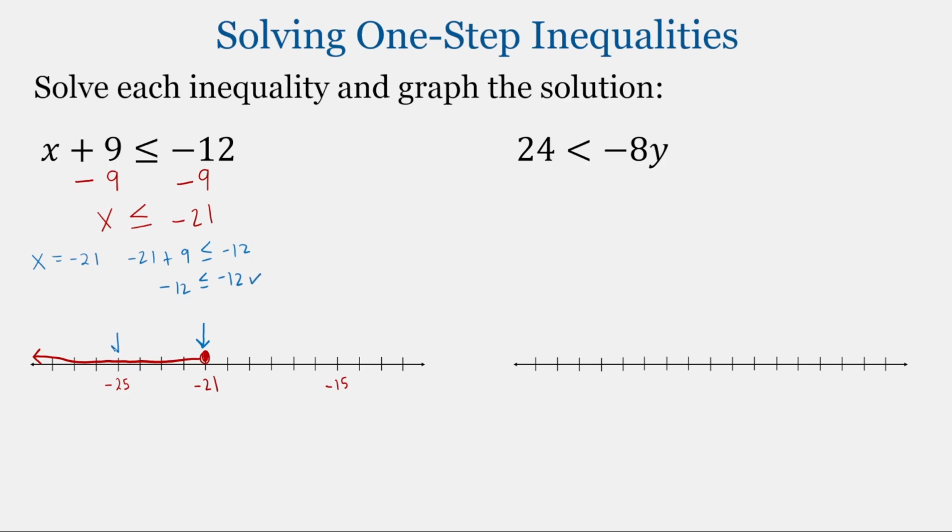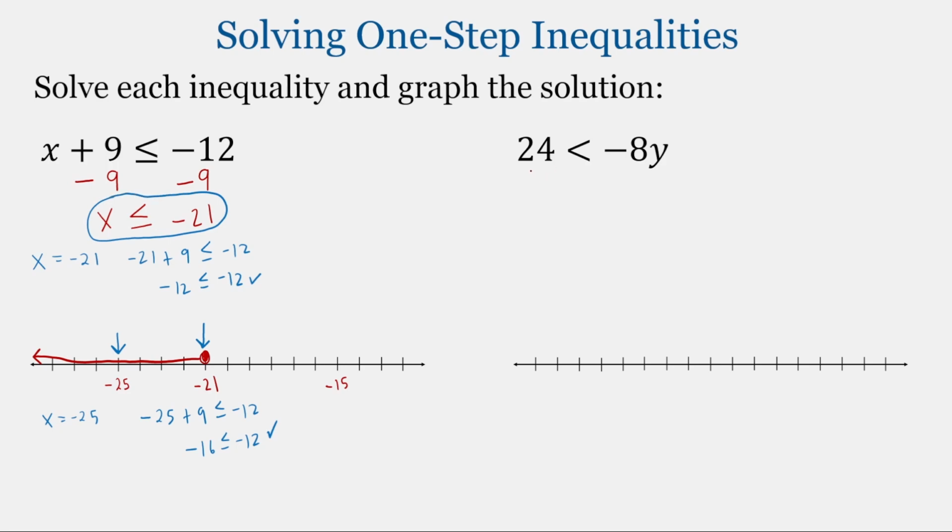We'll check another point. In the solution set, we'll check x equal to negative 25. But you can pick any number in this shaded region. So here we have negative 25 plus 9 is less than or equal to negative 12. And this is negative 16 less than or equal to negative 12. Again, another true statement. Our solution is x less than or equal to negative 21.